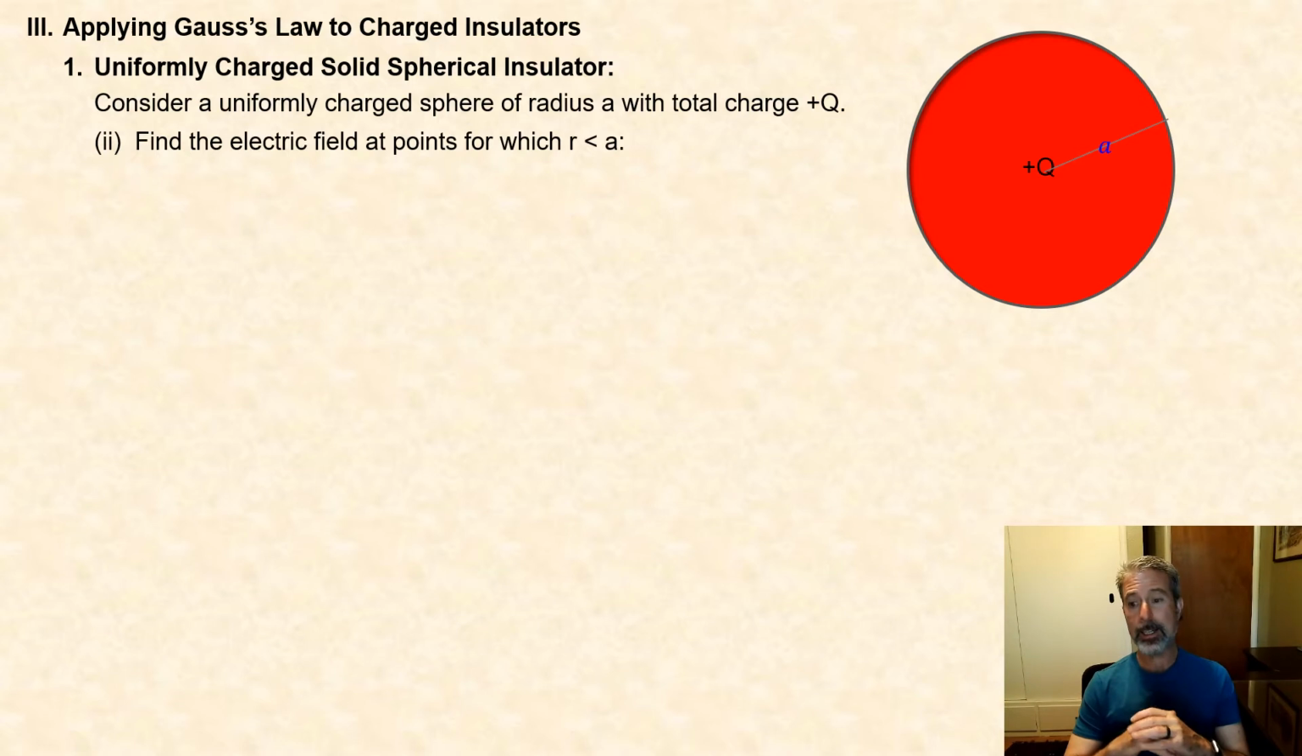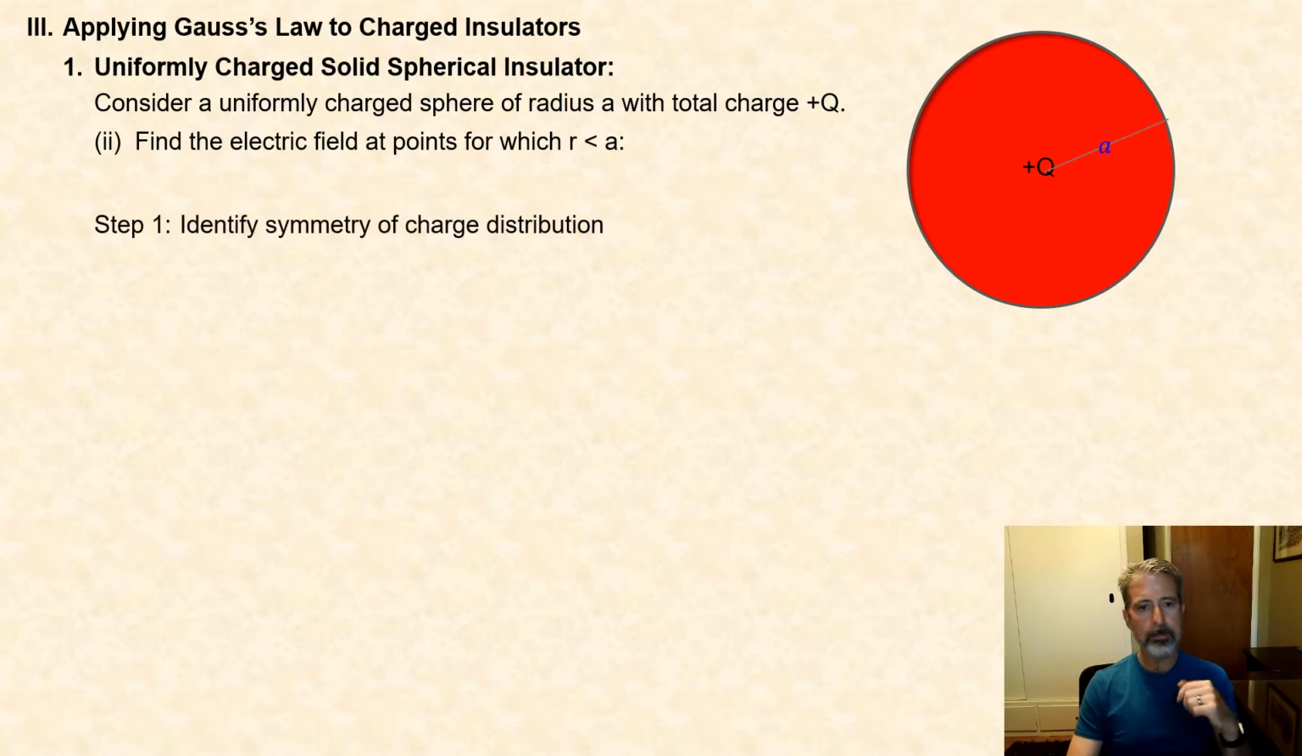All right, in the second part of this problem, we're still considering the same charge distribution, but now we're asked to find what the electric field looks like at points inside of the charge distribution, for which the distance is actually less than the radius. So, as you'll find in this slide, pretty much everything we did to set up the problem in the last slide applies equally well here. So we'll go through this very quickly.